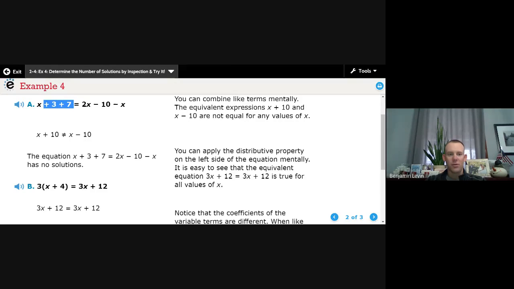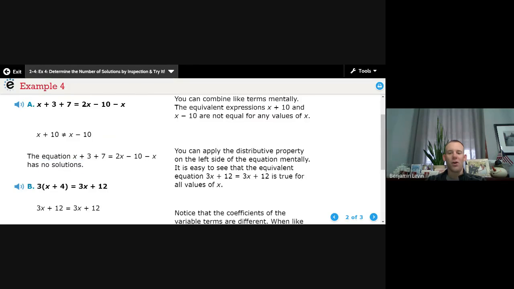You've got 3 + 7 is 10, and you've got -10 over here. So you know that these do not equal each other, right? That's unequal. It's a false statement. It's not true. So you know that it has no solutions.